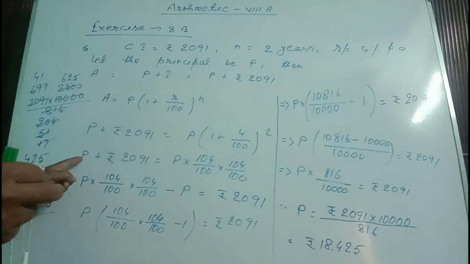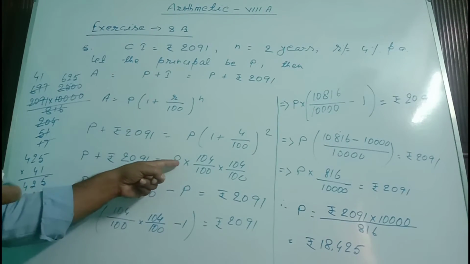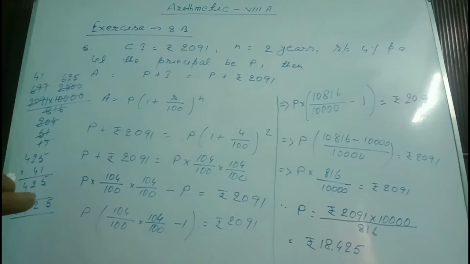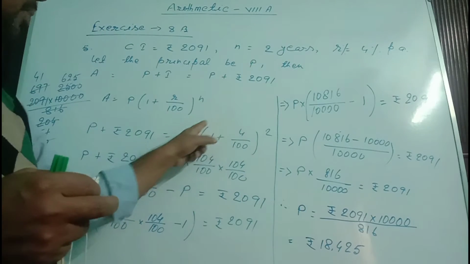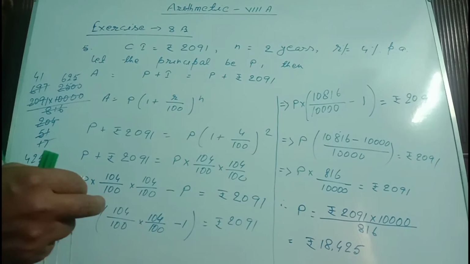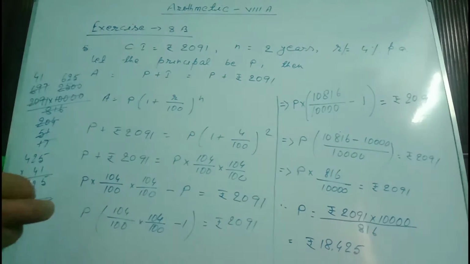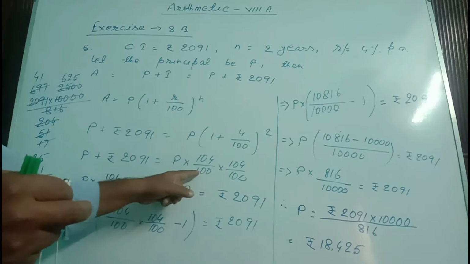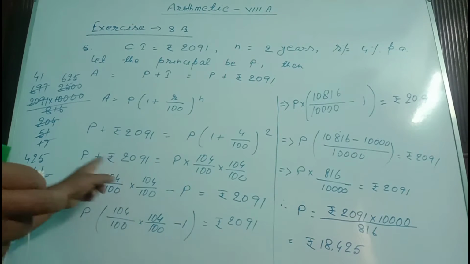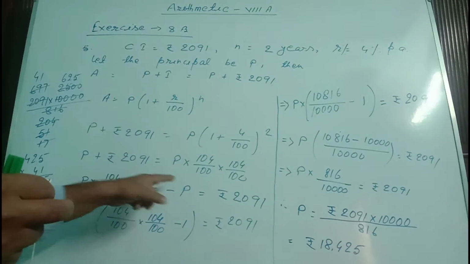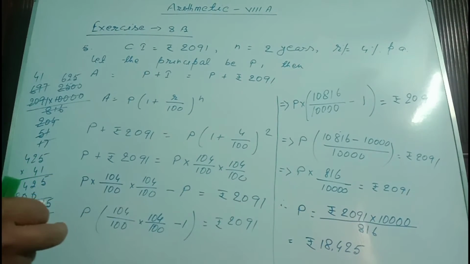For that, in the second step, I wrote P plus 2091 equal to P into 104 by 100 into 104 by 100. Here, 1 plus 4 by 100, taking the LCM, is 104 by 100, and since the whole square is there, I multiplied 104 by 100 two times. Now I followed the rule of transposition: P into 104 by 100 into 104 by 100 minus P. This P will go to that side as minus P, and this side is left with only rupees 2091.